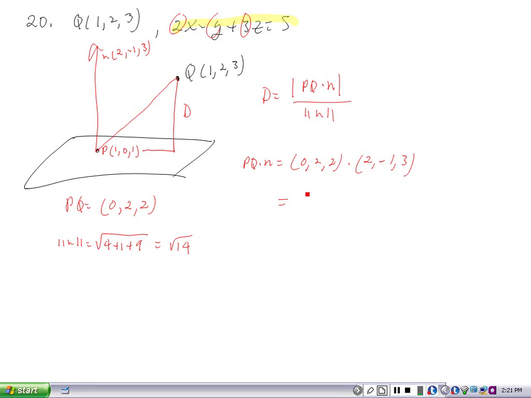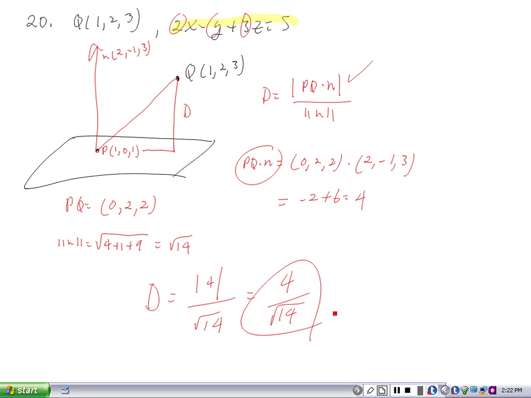Anyway, we take the dot product here, we get negative 2 plus 6, that gives us 4. So the distance is the absolute value of 4 divided by the square root of 14. Notice that if the dot product is negative, you make it positive because this is the absolute value. So this is 4 all over the square root of 14. That's it, right? 4 divided by the square root of 14 is the distance from the point Q to the plane that's given.